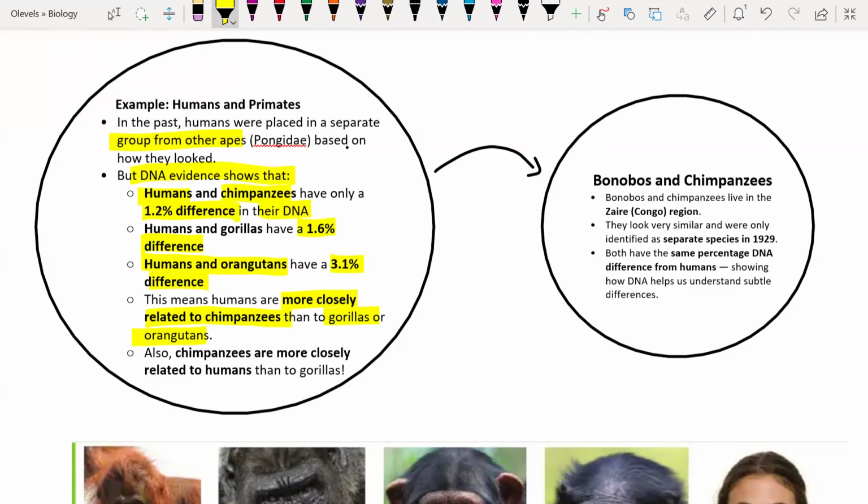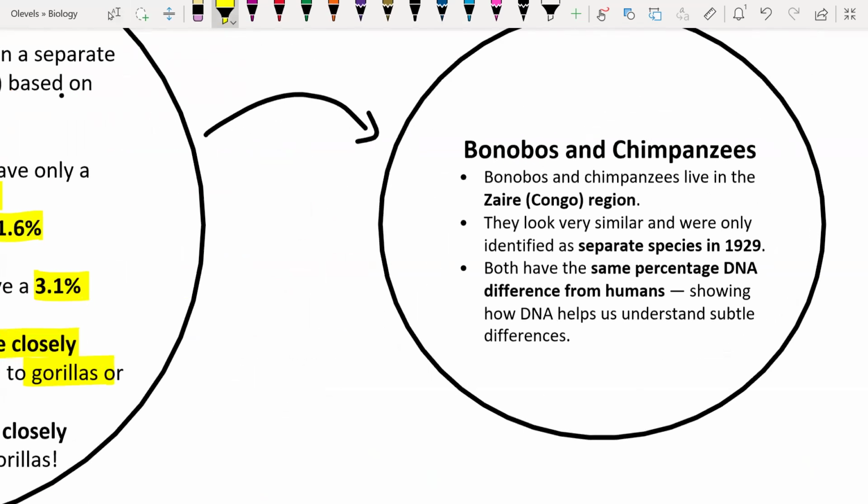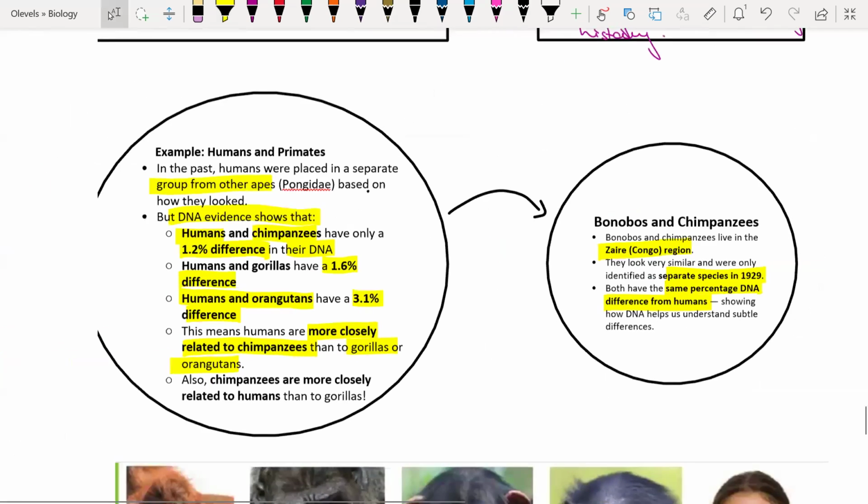And if we talk about bonobos and chimpanzees, they live in the Zaire, Congo region, right? They look very similar and were only identified as separate species in 1929. Both have the same percentage DNA difference from humans. That shows how DNA helps us understand even the subtle differences that are present.